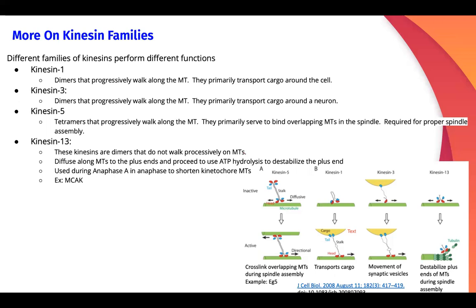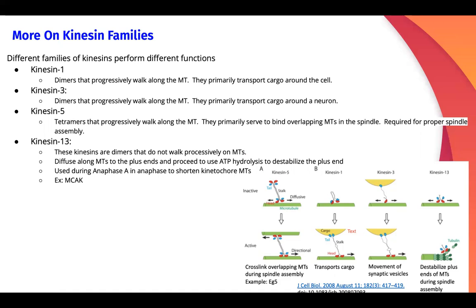And then your kinesin 5 are your tetramers that have the two motor domains on the head and the tail, which cross-link the microtubules and add stability. And EG5 is an example of this. And the kinesin 5s are required for proper spindle assembly.